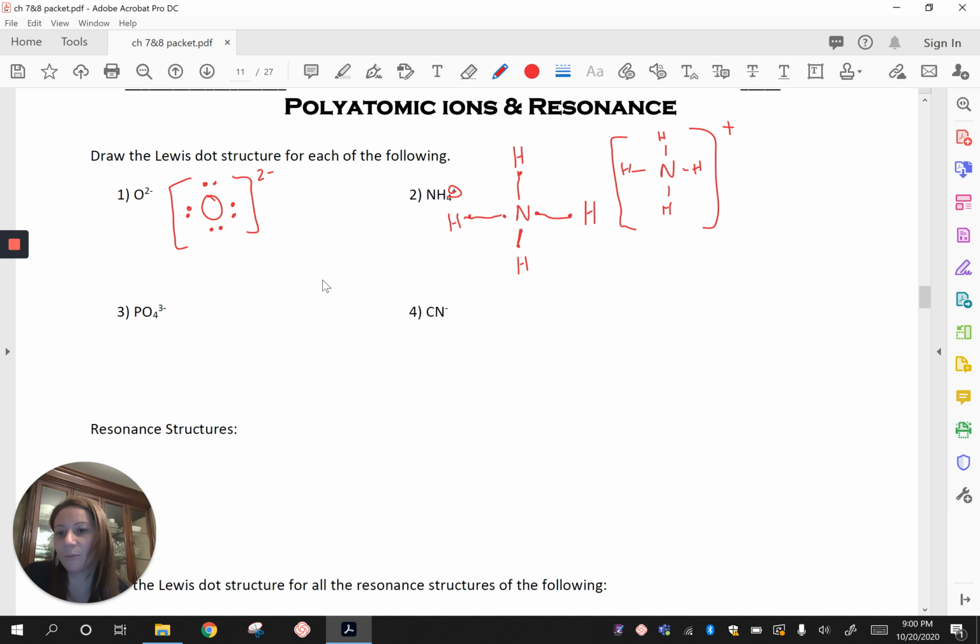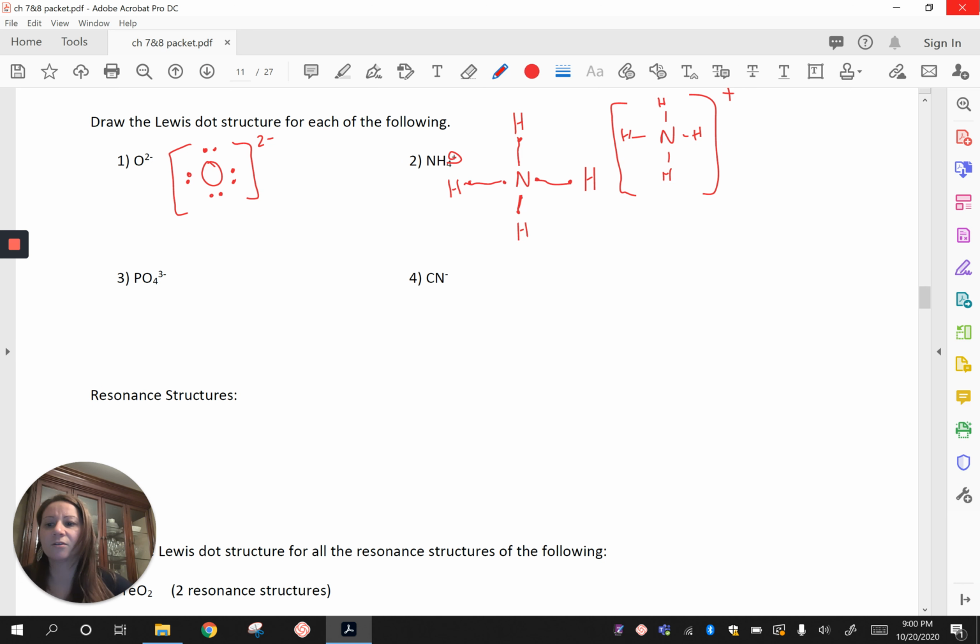So let's try it with PO4 3 minus. Let's start with the math. First you want to decide how many valence electrons each of your atoms would like to have, would be stable with. Basically hydrogen would have a duet, everything else would have an octet. So we have one phosphorus that would like to have 8. We have 4 oxygens, each of them would be stable with 8 as well.